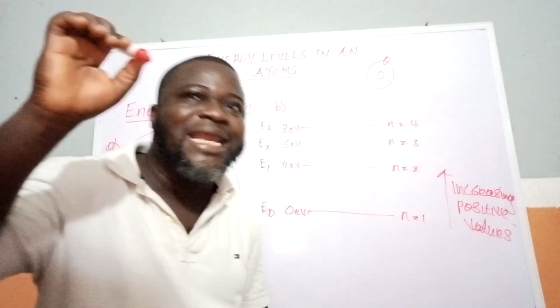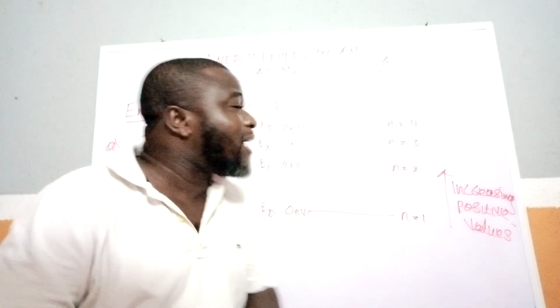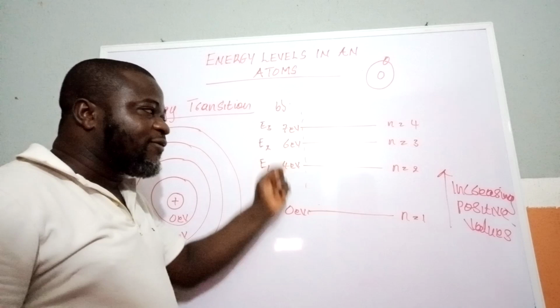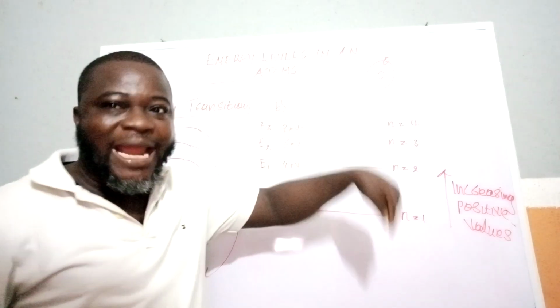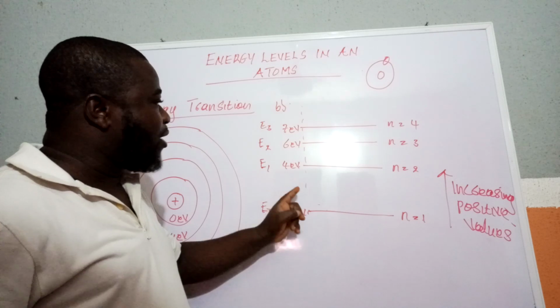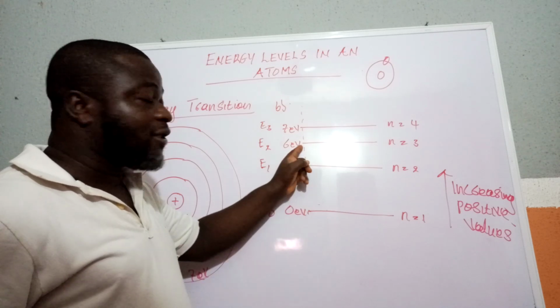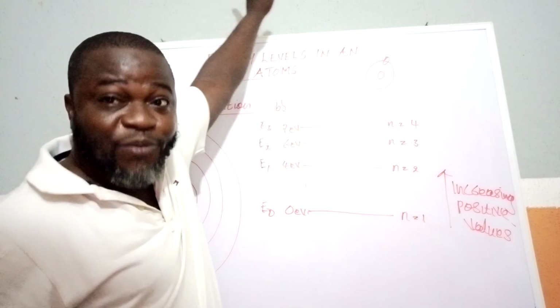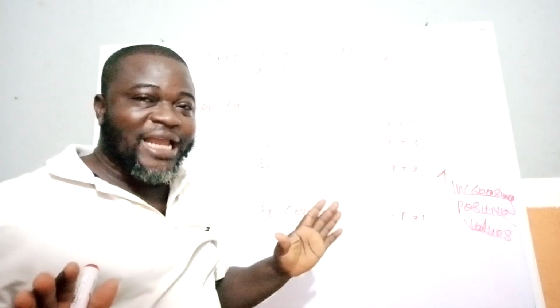But what they are saying in essence is this: you can still start this from down, but if I'm starting from down, it will now be minus. That means I will now have minus 7 electron volts, minus 6 electron volts, minus 4 electron volts, then 0 electron volts. After 0, you have positive. Do you understand that? That is what they are saying.